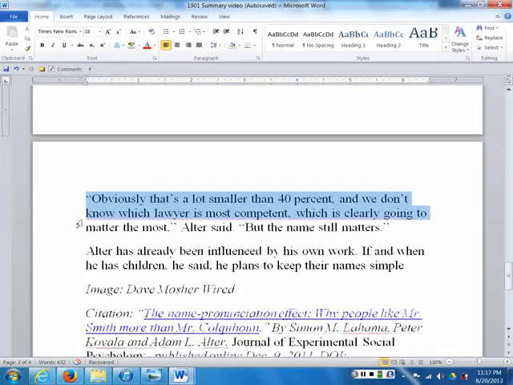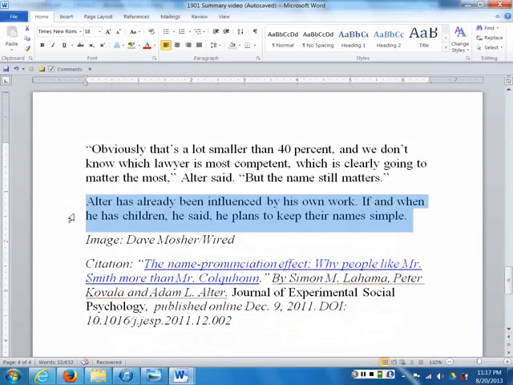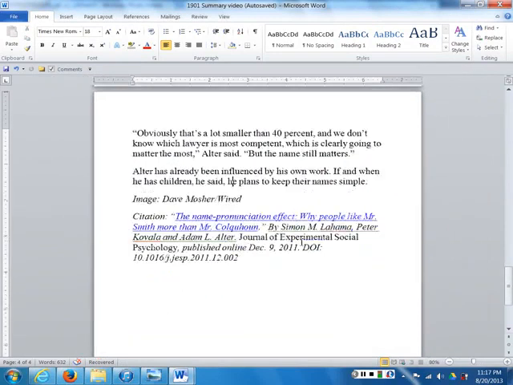Moving to the end, we have one more quotation from the guy, and also actually a paraphrase from him. A nice little paraphrase about if and when he has children, he's going to give them ordinary names, not weird names that are hard to pronounce. So, paraphrasing, well, that's for another video. For now, let's look at the overview here.